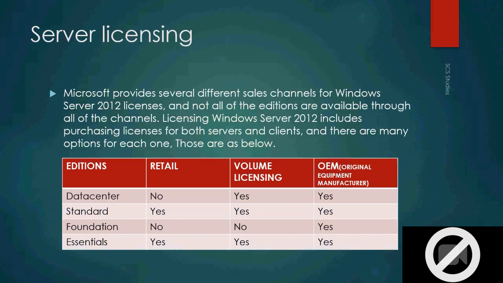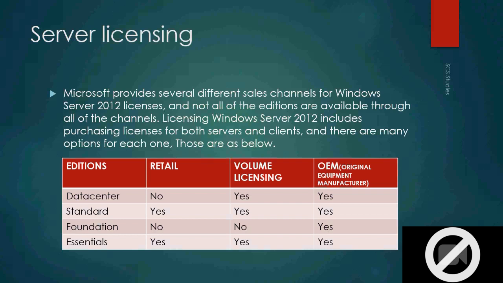Server licensing. In server licensing, we have to know where we can purchase the licenses, who the authorized partners are, or where we can get a particular license. The first thing is Microsoft provides several different sales channels for Microsoft Server 2012 licenses. That means there are multiple platforms from where you can purchase Windows Server 2012 licenses. And not all the editions are available through all the channels. That means all the license types are not available in all the partners and channels.